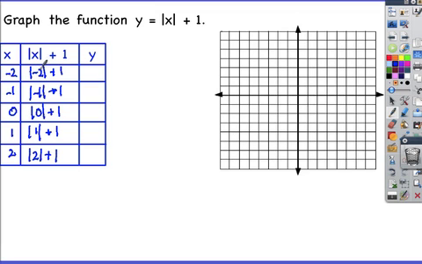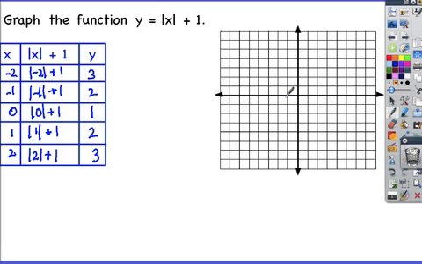Absolute value of negative 2 is 2, plus 1 is 3. Absolute value of negative 1 is 1, plus 1 is 2. Absolute value of 0 is 0, plus 1, which is 1. Absolute value of 1 is 1, plus 1 gives us 2. And absolute value of 2 is 2, plus 1 gives us 3.